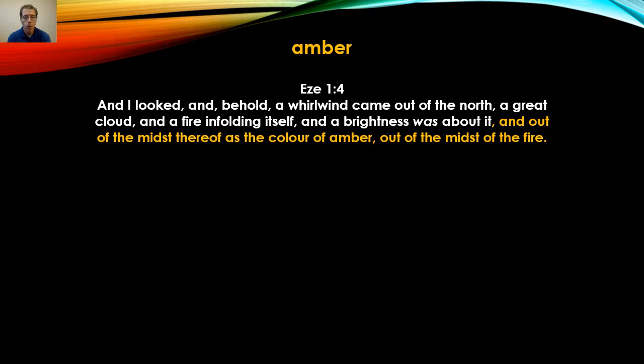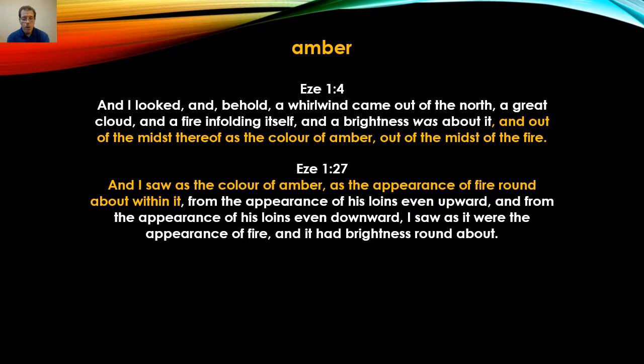And I looked, and behold, a whirlwind came out of the north, a great cloud, and a fire enfolding itself, and a brightness about it, and out of the midst thereof as the color of amber, out of the midst of the fire. A few verses later, and I saw as the color of amber, as the appearance of fire, round about within it, from the appearance of his loins even upward, and from the appearance of his loins even downward. I saw as it were the appearance of fire, and it had a brightness round about.